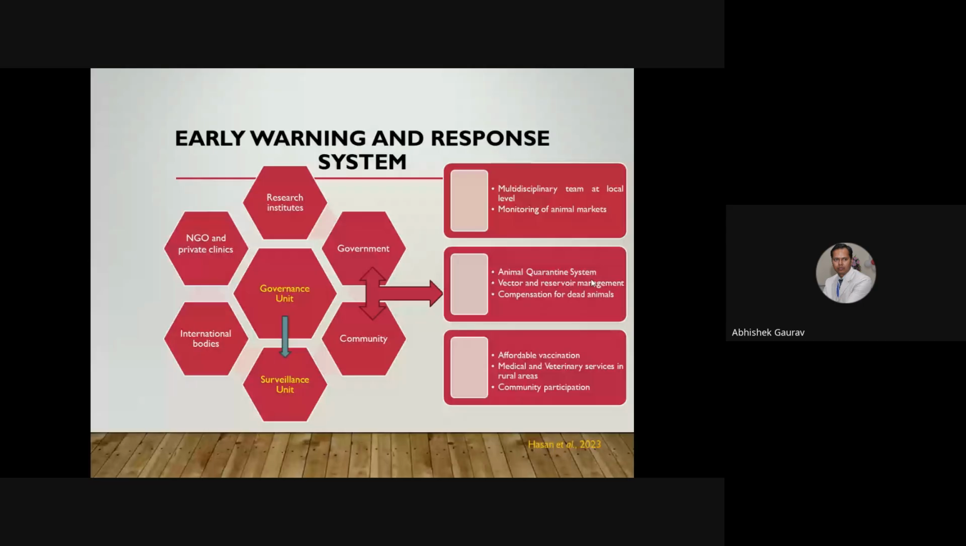Then there is the animal quarantine system, vector and reservoir management, affordable vaccination, medical and veterinary services in the rural areas, and community participation. These are all the things which have to be taken into account for the early warning and response system.